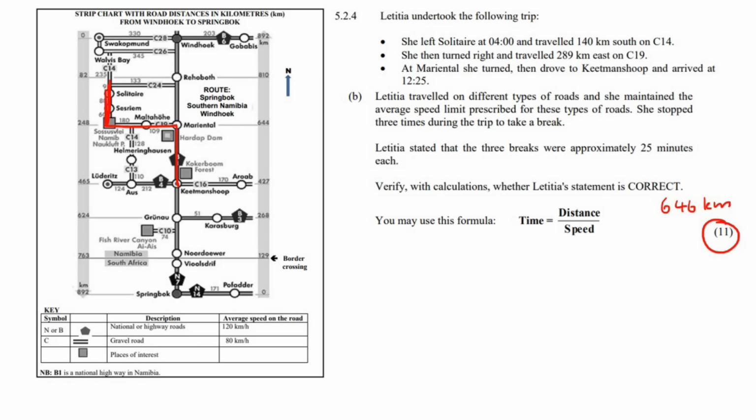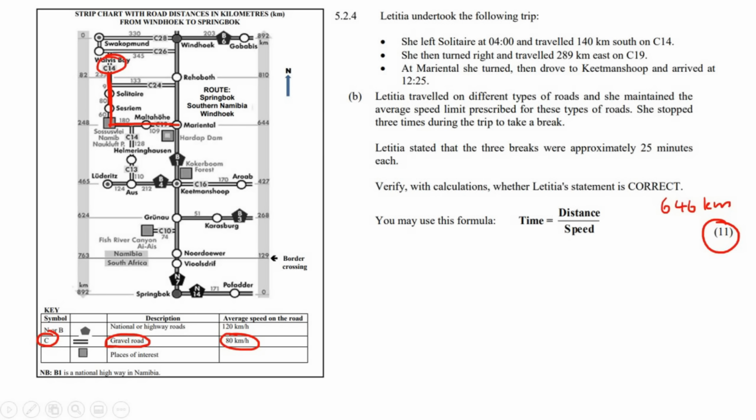So we know that this road here, all of this actually. So you see from here, this road here was a C road. And what is a C road? A C road is a gravel road, and you're allowed to go 80 kilometers per hour. Then when she turned over here and went to Marienthal, that's also a C road. How do I know that? It says C19.